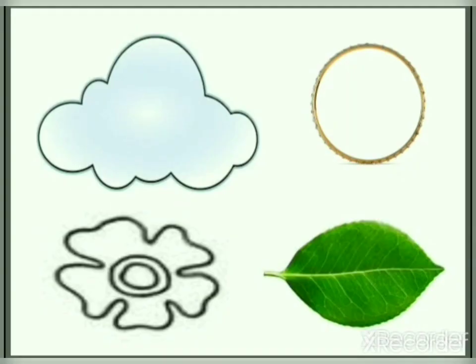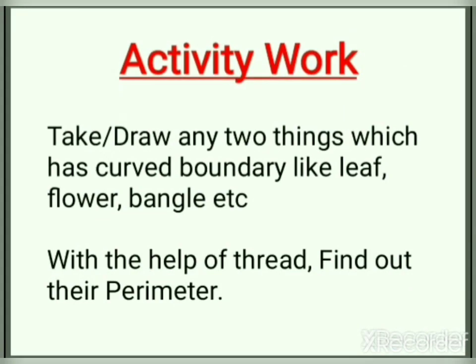Now you all have seen how to find out the perimeter of things with curved boundaries. This cloud, bangle, flower and leaf, these all are with curved boundaries. Now this is an activity work for you. Do this activity in your class notebook. Take or draw any two things which have curved boundary like leaf, flower, bangle. You can take any two things and find out the perimeter of that things with the help of thread.